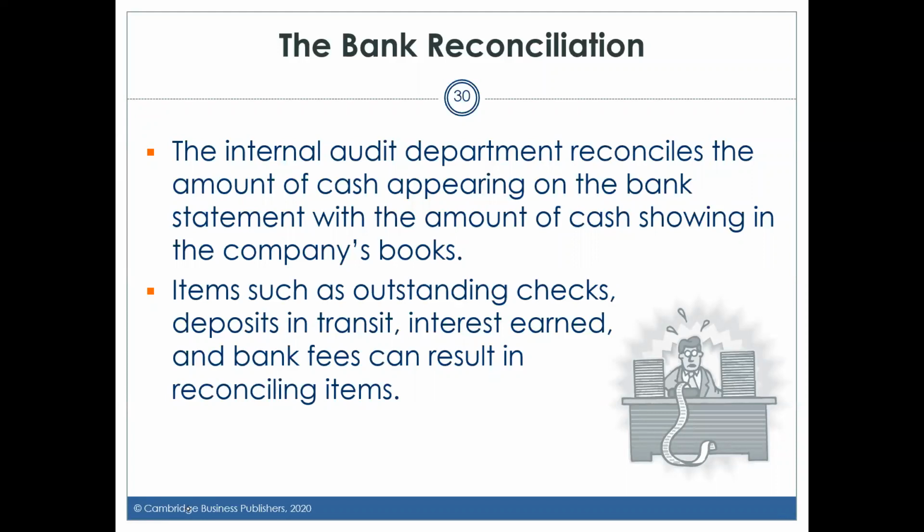Interest earned and bank fees are examples of things that are on the bank statement but aren't on the books. Obviously we might have earned interest in our checking account. We don't know what that interest is until we get the bank statement. Once we get the bank statement, then we can go put it on our books.